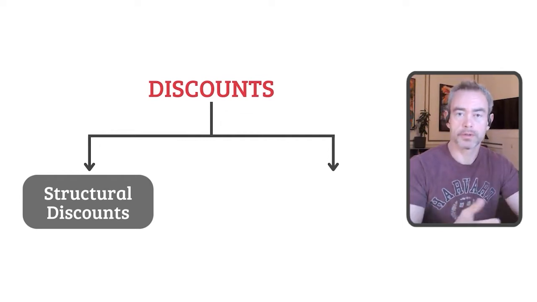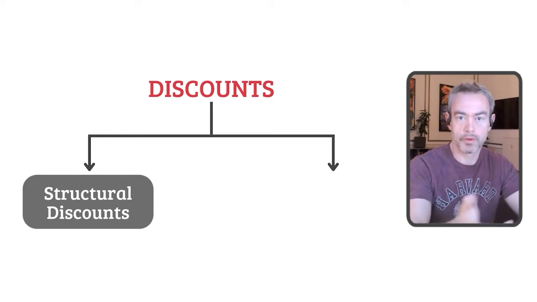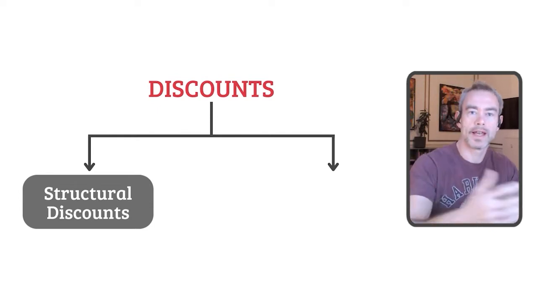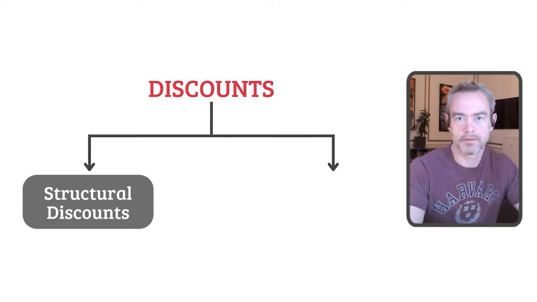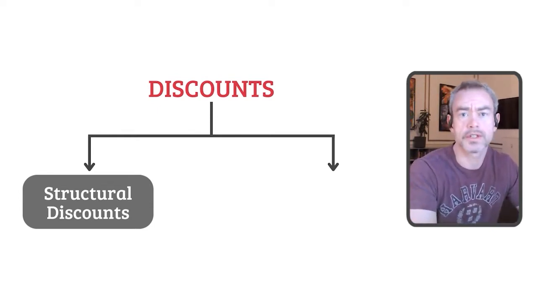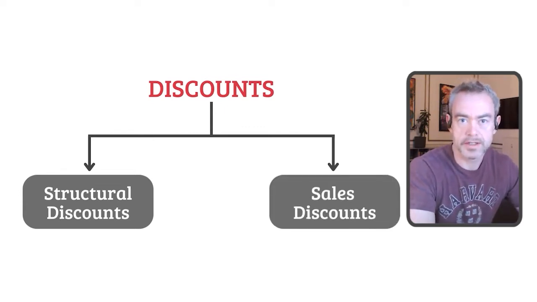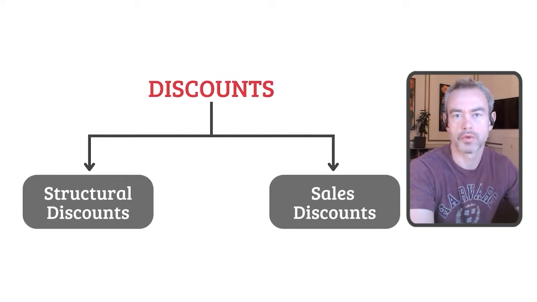But this is predetermined. It's available for any customer to see that your pricing model essentially structures pricing in this way, so that the last unit isn't as expensive as the first unit. So this is a structural discount. The other type of discounts are sales discounts. Sales discounts are discounts that your sales rep can give the customer to close the sale.